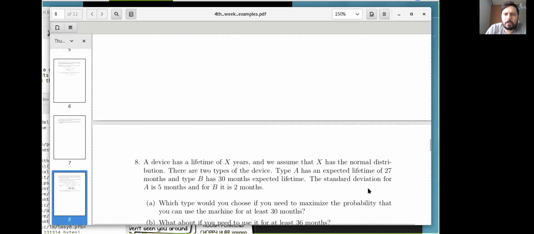Because this is normal distribution, you need practice in normal distributions. Okay, so a device has a lifetime of X years, and we assume that X is normally distributed. There are 2 types of devices. Type A has 27 months, and type B has 30 months of expected lifetime. I had a typo here, sorry about that. The standard deviation for A is 5 months.